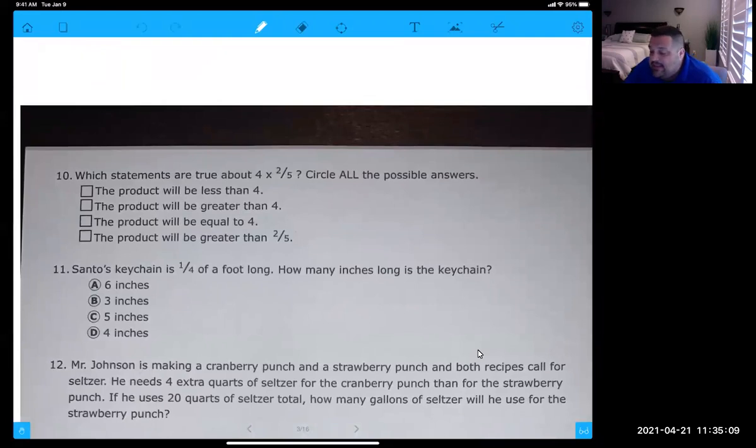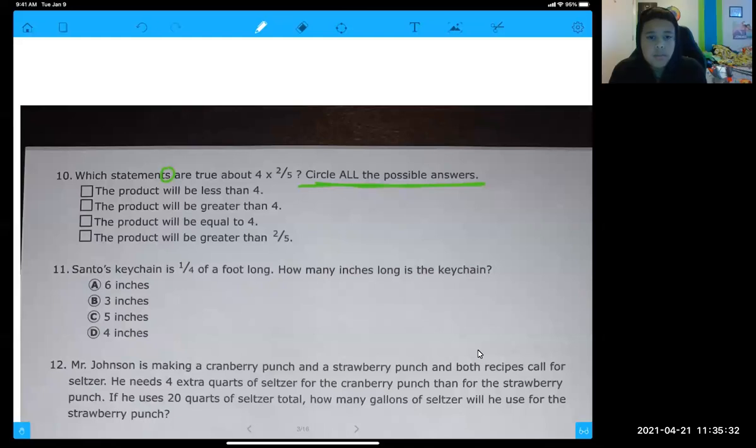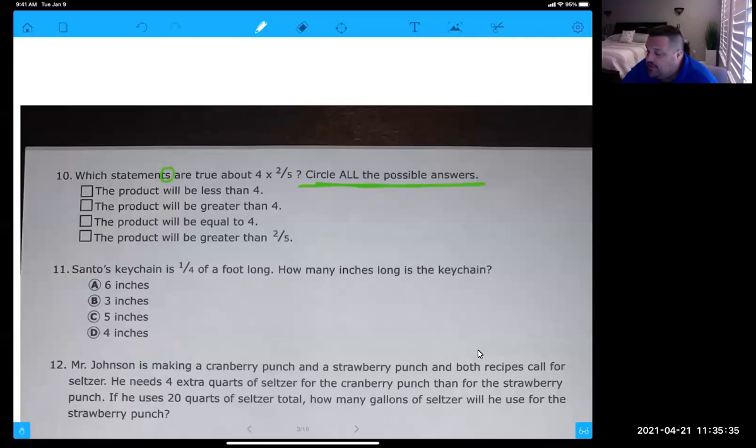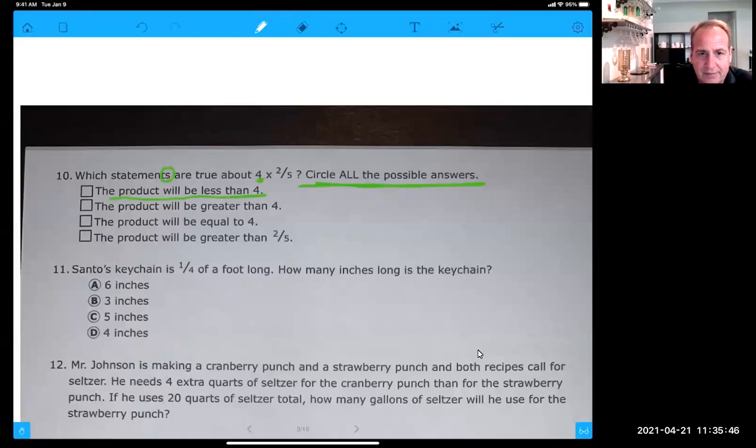Which statements, pause and do number 10 before I start talking. Which statements are true about 4 times 2/5? Circle all the correct answers. Okay, guys, so let's think about this. We've talked about this. If you multiply a whole number by a fraction, is it going to get bigger or smaller? Smaller. Okay, good. So we know the answer is going to be smaller than 4. And let's look what the first one says. The product will be less than 4. Isn't that exactly what Elijah just said? Yep. So for number 10, the first choice would work.